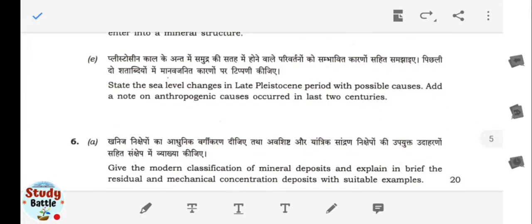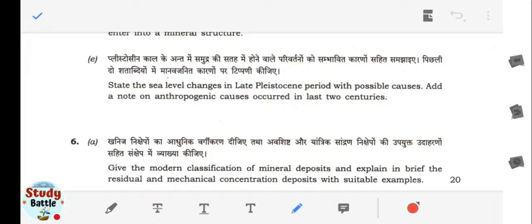State the sea level changes in the late Pleistocene period. Okay, especially in the late Pleistocene period, how the sea level has varied, with possible causes. You have to also talk about the causes. I think one of the most important causes for the sea level changes was the glaciation period, because the late Pleistocene was the time of glaciation when the sea level also varied. So that's why the sea level has fluctuated. The ice age was there, and the ice deposition that took place also affected the oceans, that's why sea level has varied. Okay, so that we have to talk about.